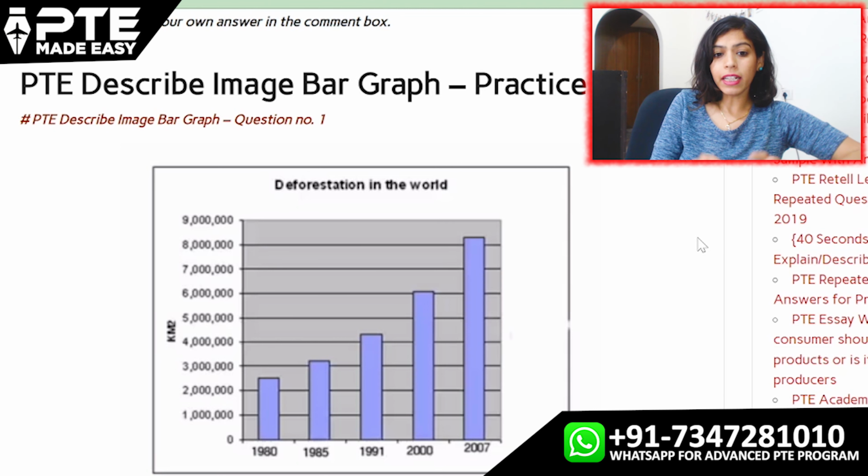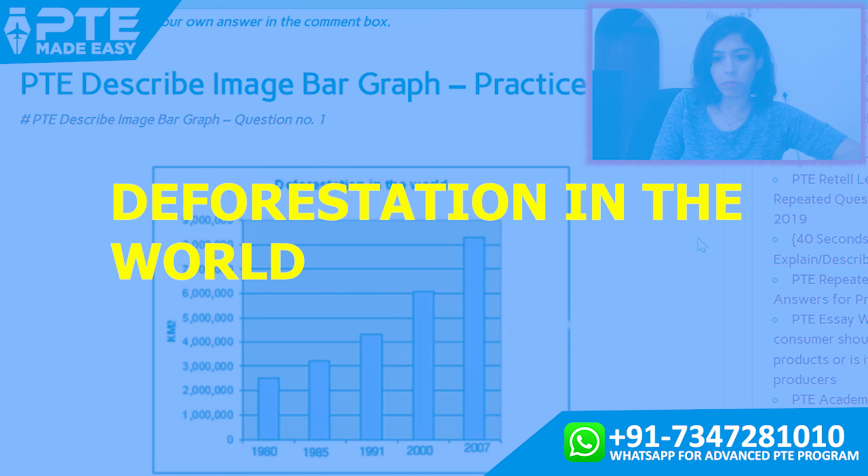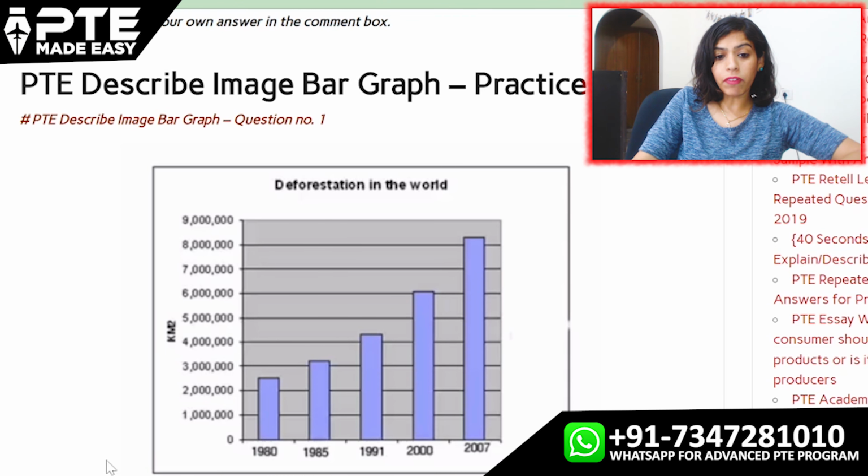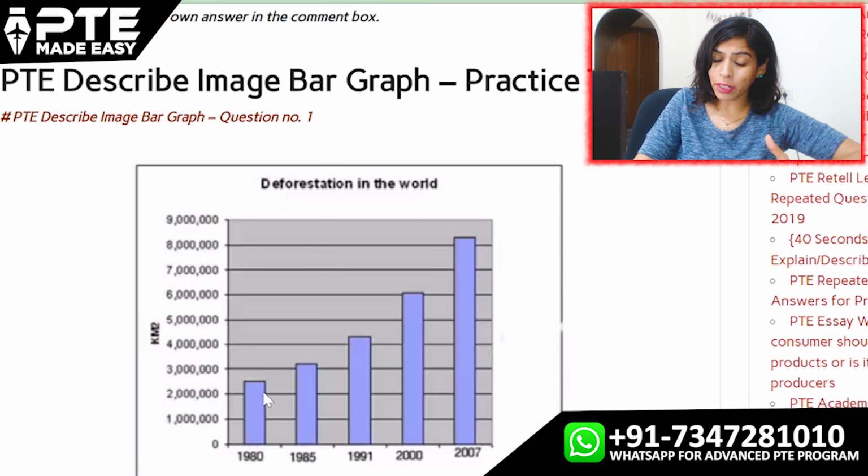Here we can clearly see that they are talking about deforestation in the world. And when we look at it on the x-axis, we can clearly see the years 1980, 85, 1991, 2000 and 2007. Whereas on the y-axis, we can see that they are talking about the square kilometer, as in they are explaining the area. So in 1980, around 2.5 square kilometer area of forest land, the trees were cut down.